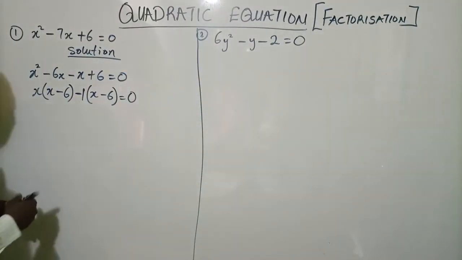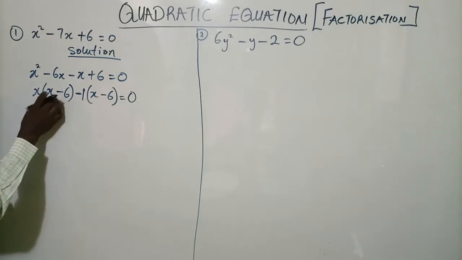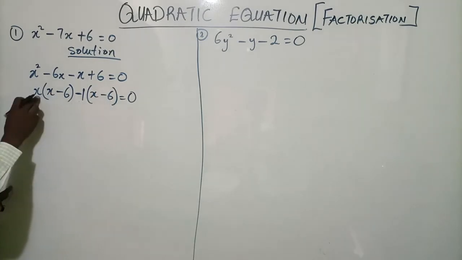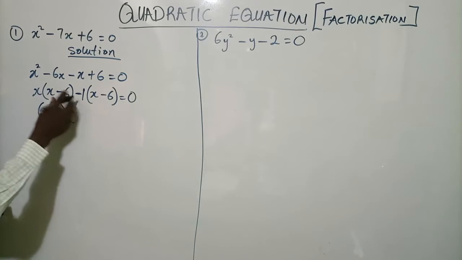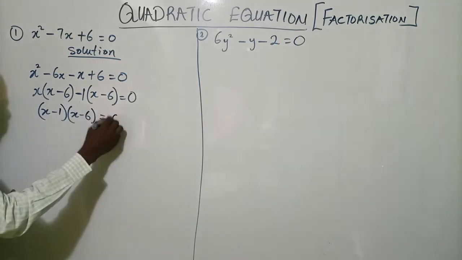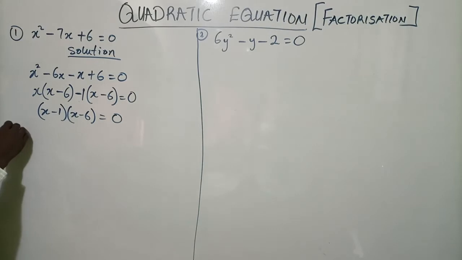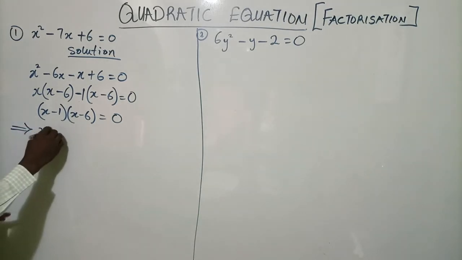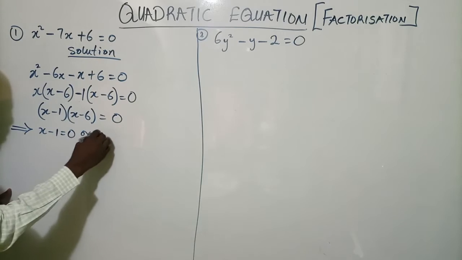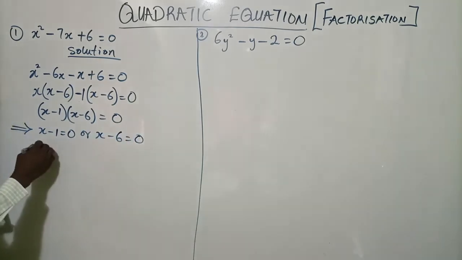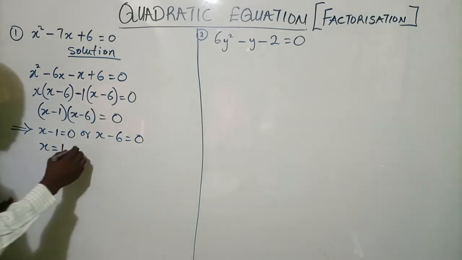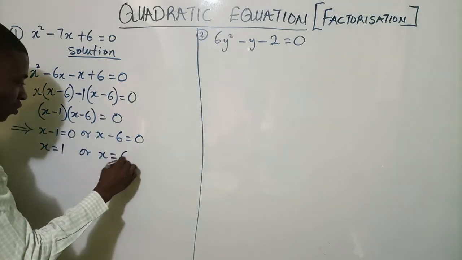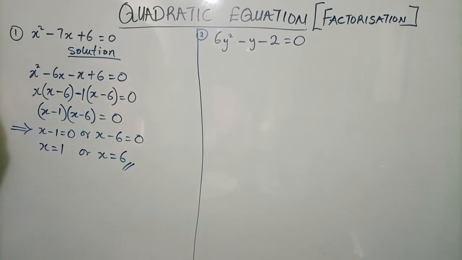So we're going to clean this off now. Good. If you look at what you have in the bracket, they are the same: x minus 6, x minus 6. So we take one of them, and then we take this x minus 1, open bracket, x minus 6 equals 0. This means that x minus 1 equals 0, or x minus 6 equals 0. So when you collect like terms, x is equal to what? 1. If this minus crosses this sign and comes this way, it turns to plus. Or x equals 6.